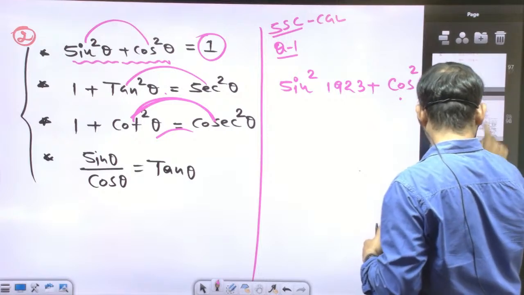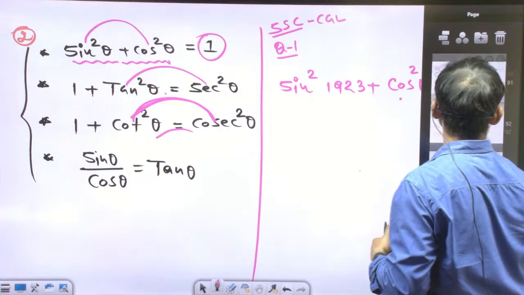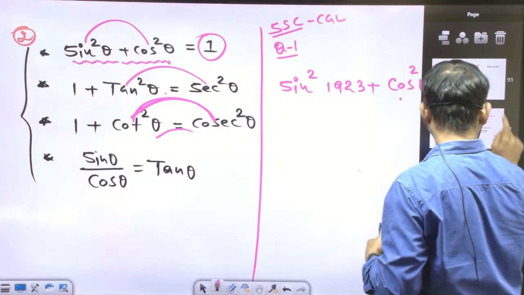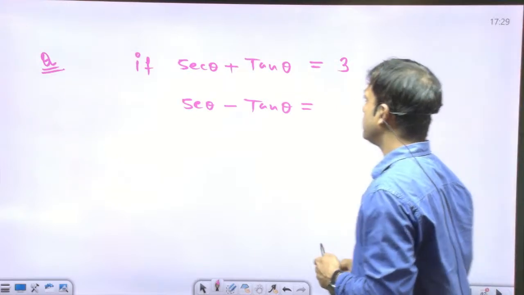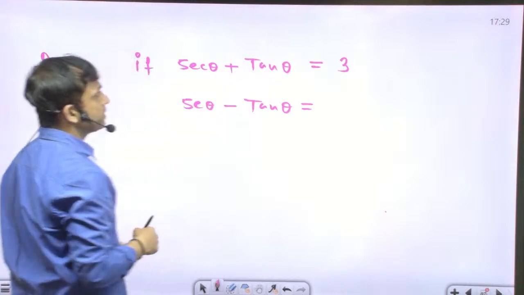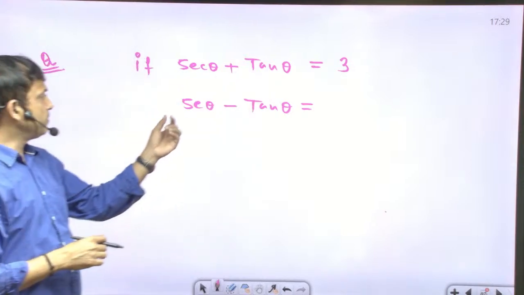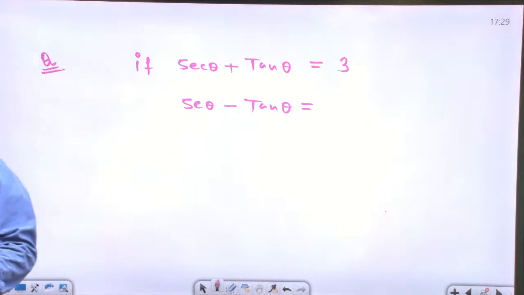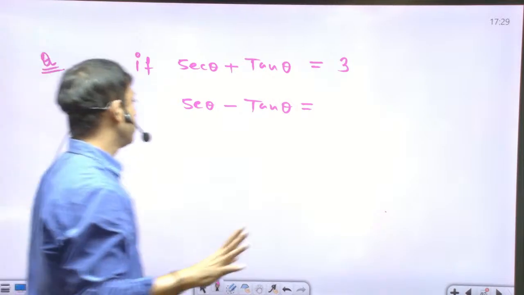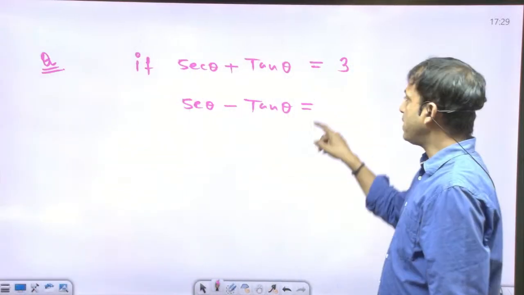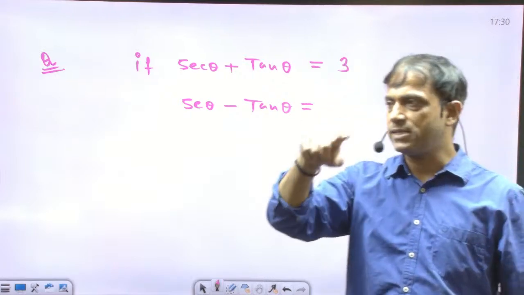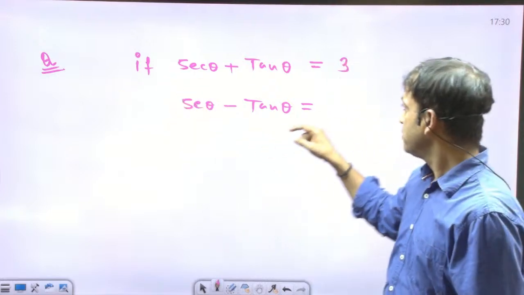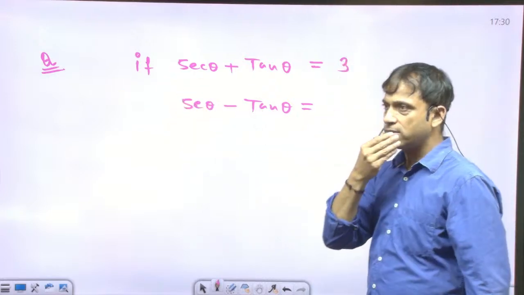A new question in the part of sec and tan. Sec theta plus tan theta is 3. Then what will be the value of sec theta minus tan theta? Your answer? Now don't apply the under root 2 minus x square method. That process is only for sine and cos. Then what will be sec theta minus tan theta?